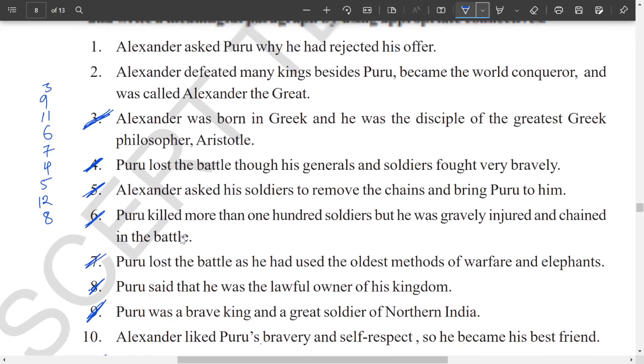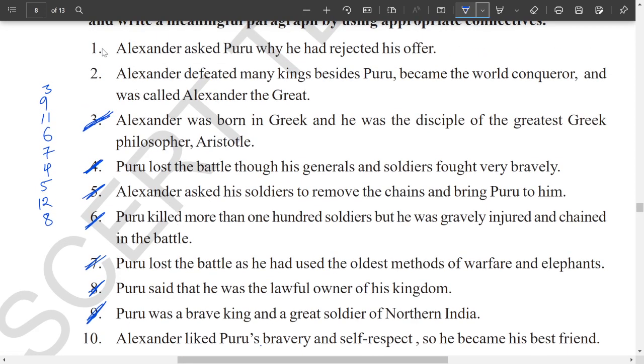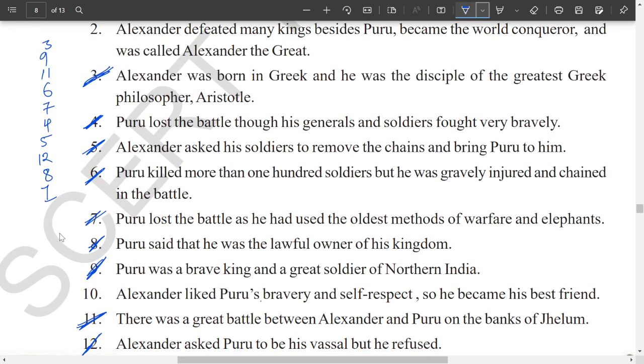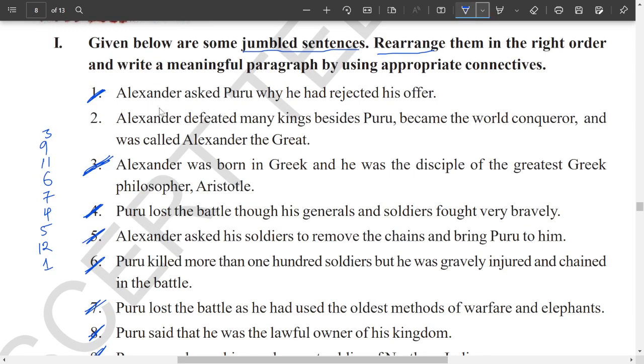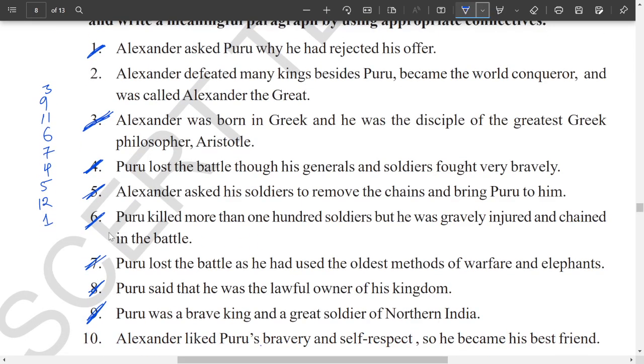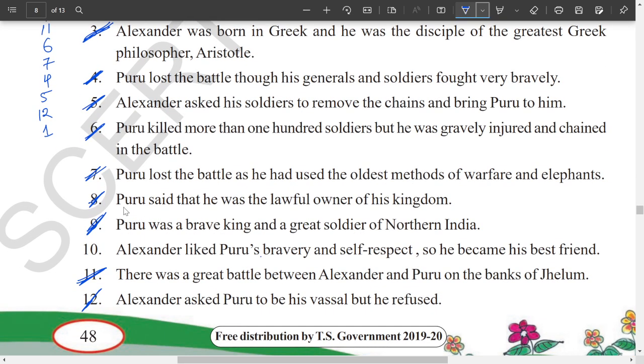Okay. Now look at the first one. Alexander asked Puru why he had rejected his offer. That one can be the first one. Okay. So here actually we can change the statement. So here first we can go with the first one after 12. Alexander asked Puru to be vassal, but he rejected. Okay, he refused. Now Alexander was surprised and he said, "Why did you reject my offer?" That is the first one. Next, you can use here when Alexander asked him why he had rejected the offer. Puru said that he was the lawful owner of his kingdom. Okay, so the eighth one can be used.